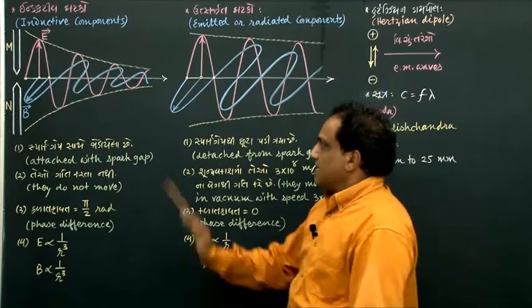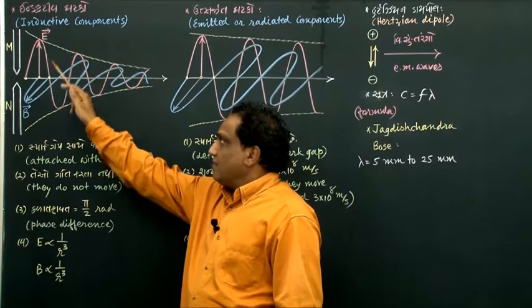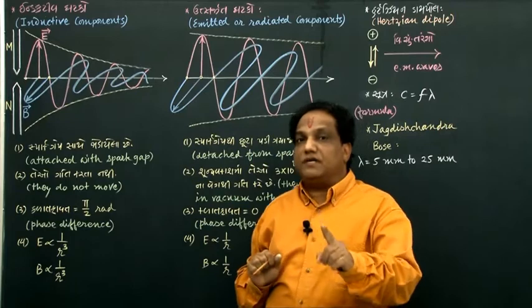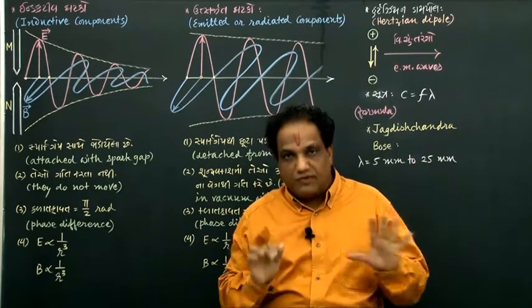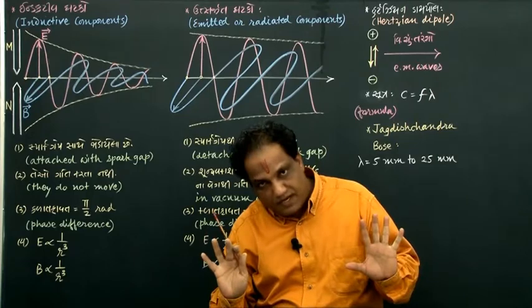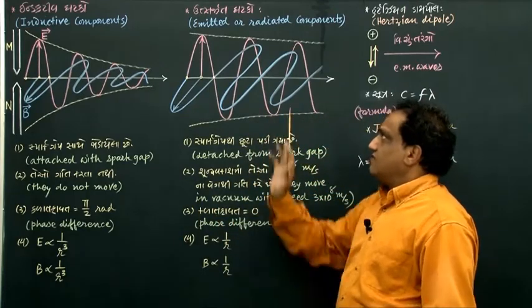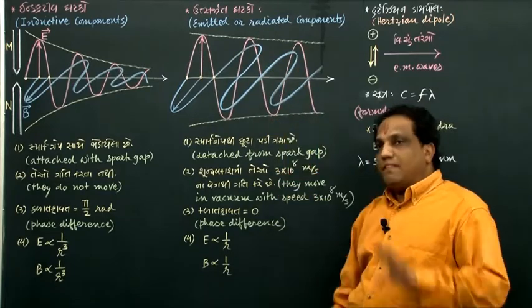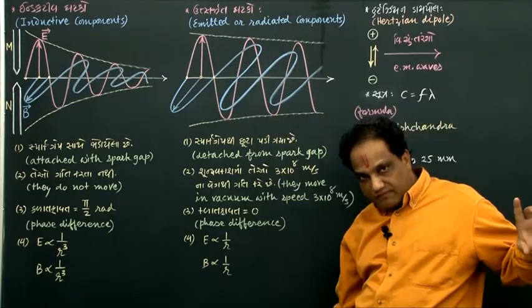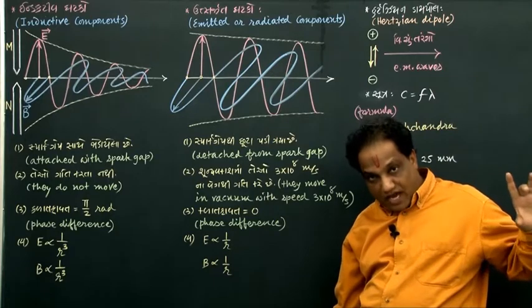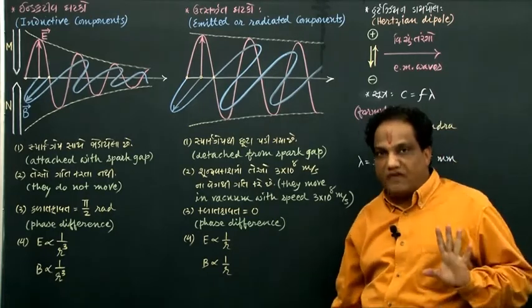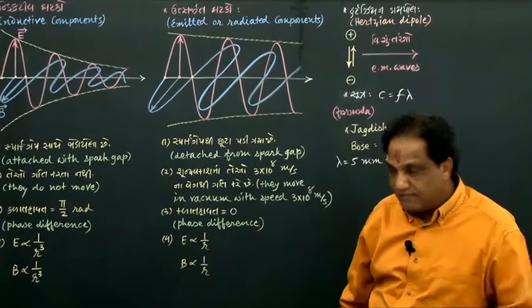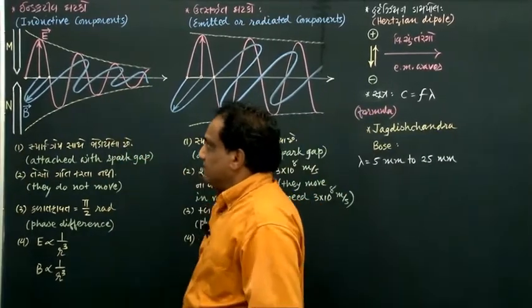Second point of difference is that because these components are attached to the spark gap, they have not yet come in motion. They do not move. And here these are the components which have been emitted, which have been thrown out, which have been radiated. That's why they will start moving. They will start propagating in the vacuum with a speed, practically we find, 3 into 10 raised to 8 meter per second. Okay? Now look in the figure carefully.